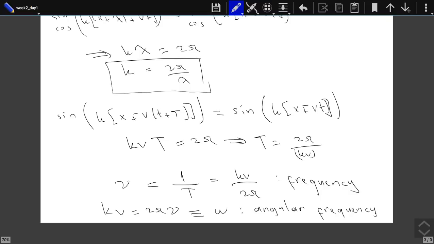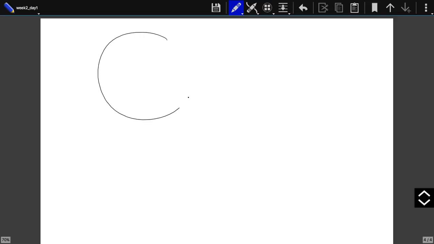Well, in most cases, there is no particular specific angle that we are talking about, but we can just make the analogy. For example, assume you have a circle, and there is a mass on this circle doing uniform circular motion.